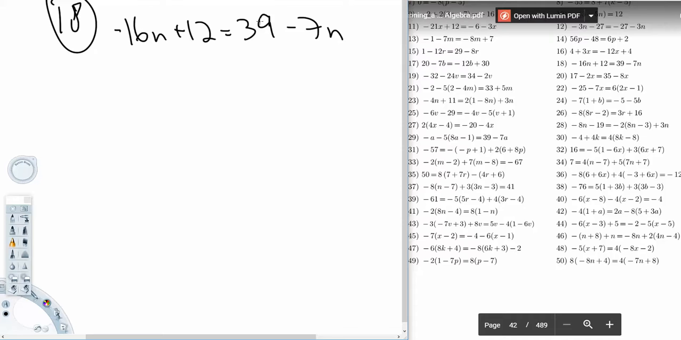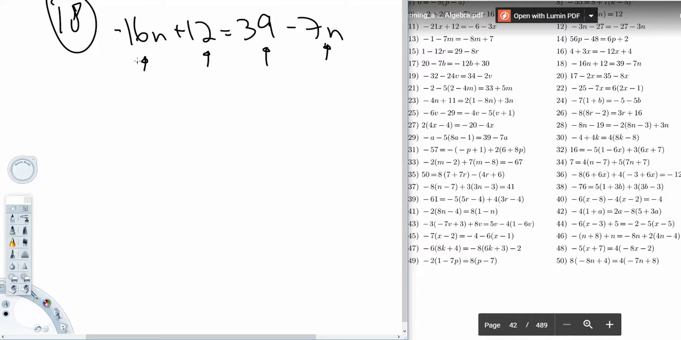Once again, we've got to put the numbers on one side and the letters on the other. The variables, we call them, or like terms if you want. These are the variables because we don't know what's in n yet. And these, we know what these are. These are integers. These are numbers we know.